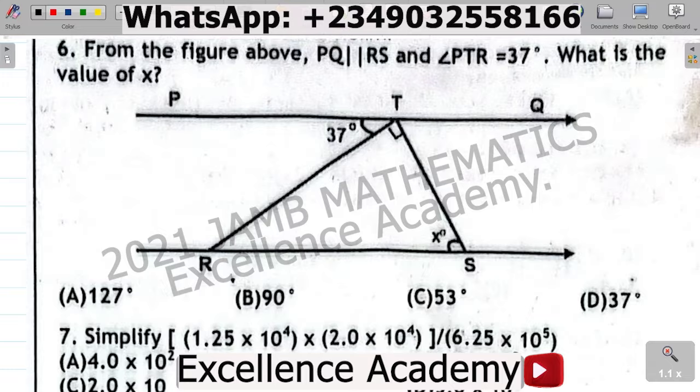So looking at this figure here, we can see that if we have 37 here, this angle here is an alternate to it, so it becomes 37 degrees. All right.